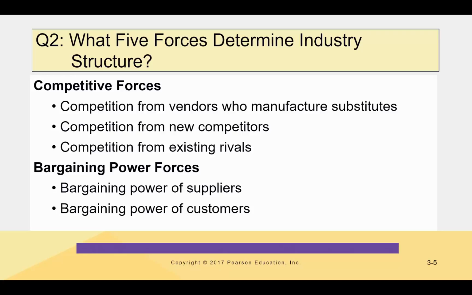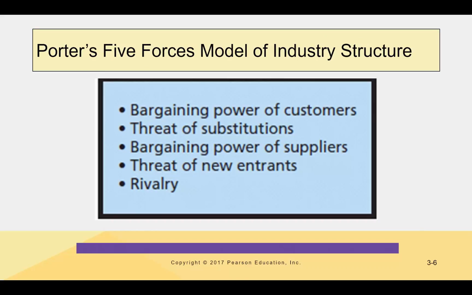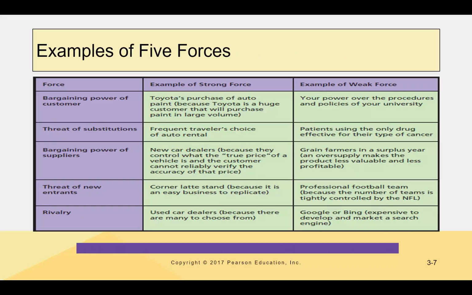So please look at these competitive forces models of industry structure that Porter has set up. The bargaining power, the threat of substitutions, the bargaining power, the threat of new entrants, rivalry, competition, scheming with each other. I'll let you look at this model right here. This is in your book. I would understand this very well because you'll have many questions in your chapter quizzes about these.